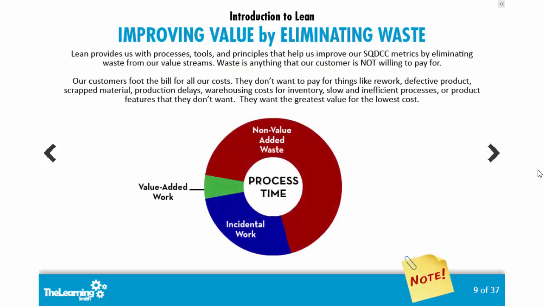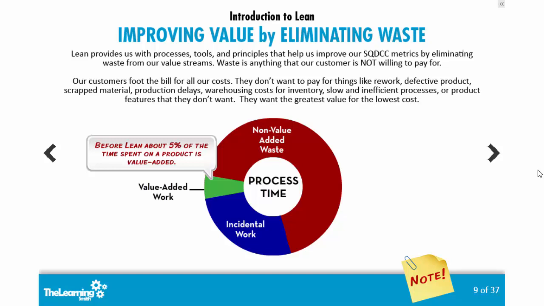Lean provides us with processes, tools, and principles that help us improve our SQDCC metrics by eliminating waste from our value streams. Waste is anything that our customer is not willing to pay for. Our customers foot the bill for all our costs. They don't want to pay for things like rework, defective products, scrapped material, production delays, warehousing costs for inventory, slow and inefficient processes, or product features that they just don't want. They want the greatest value for the lowest cost.